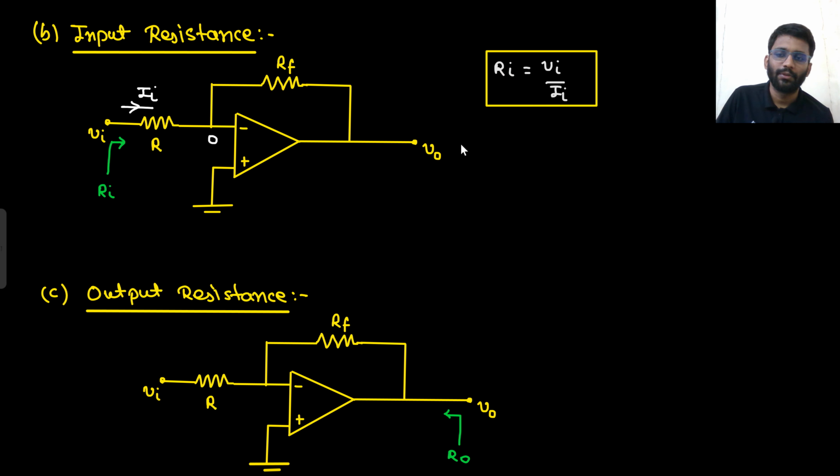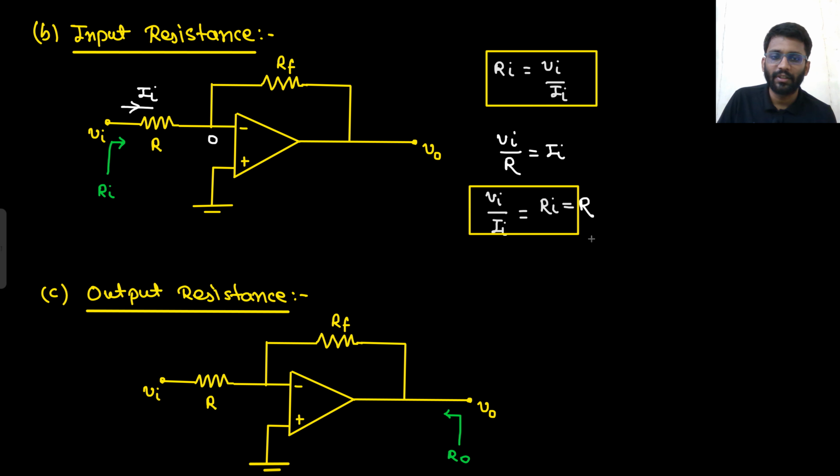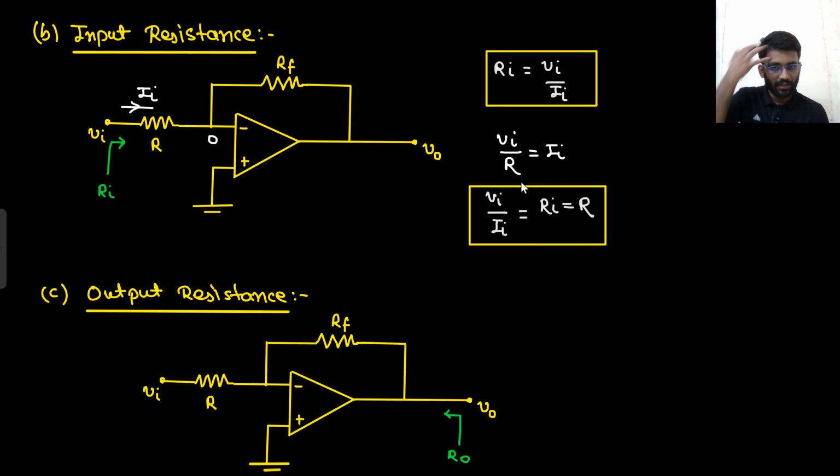So this node is 0. So Vin by R is equal to Iin. Say yes or no. Vin by R is equal to Iin. So Vin by Iin, that is equal to Rin, that is equal to R. That's it. So what is the input resistance you are getting? That is equal to R only. So input resistance is R. Well and good.